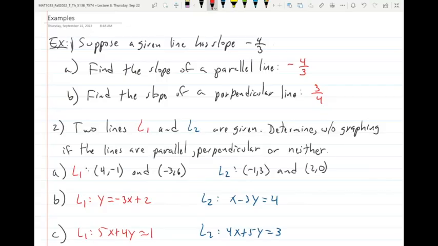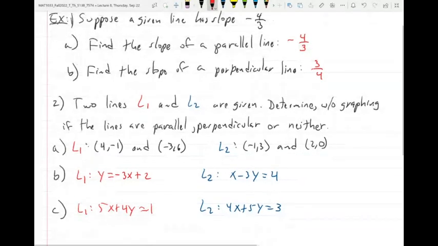Questions? Do you understand this? Remember, parallel, same slope. Perpendicular, flip it and change the sign. If you are given something negative, you have to make it positive. If you have something positive, you have to make it negative. Okay? Because remember, you want the product to be -1. The flipping is to get the 1, and the changing the sign is to get the negative. Okay?